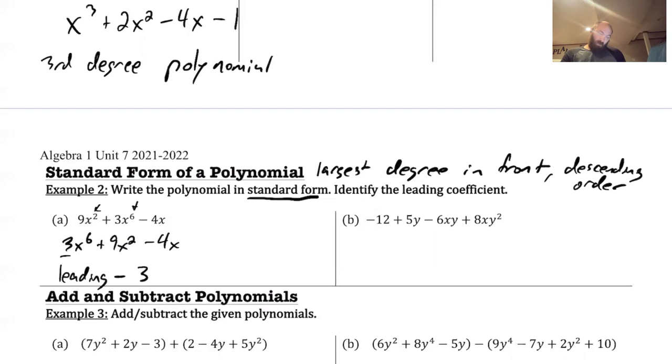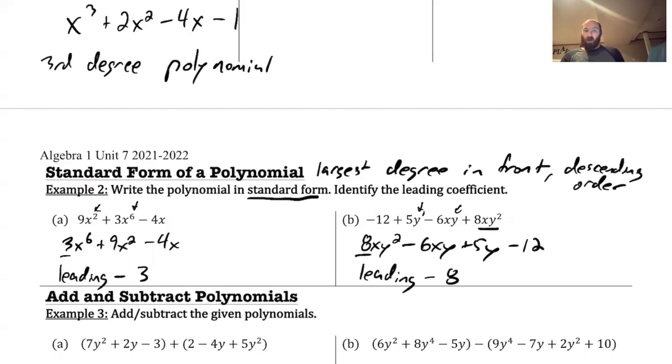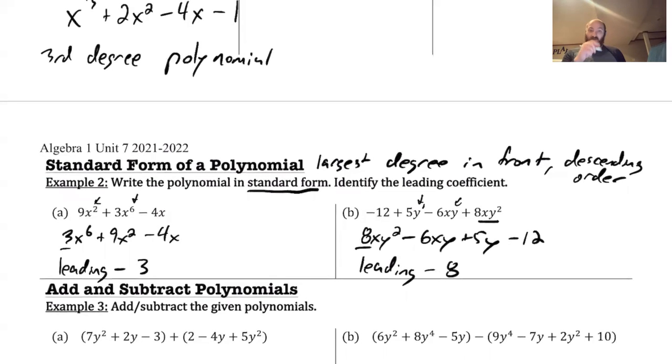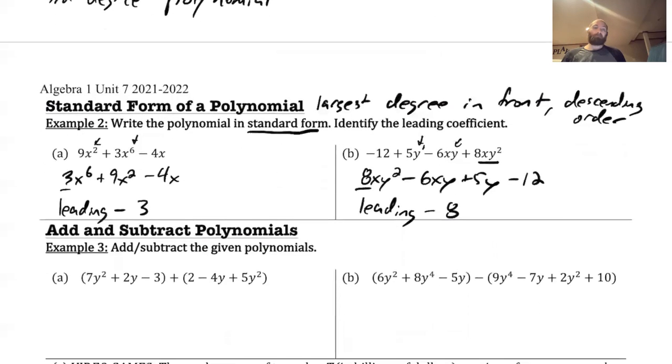Okay, for the second one, my largest degree is going to be the xy squared. So I'm going to take 8xy squared. The next one down will be this one with the 6xy because I have an x and a y in there. So I'm going to do minus 6xy. Then I could do plus 5y because that's just 5y, the y to the first. And then minus 12. Leading coefficient is 8 in this case. All right, so that's our standard form. Put the largest degree in front, then write the rest of the terms in descending order.